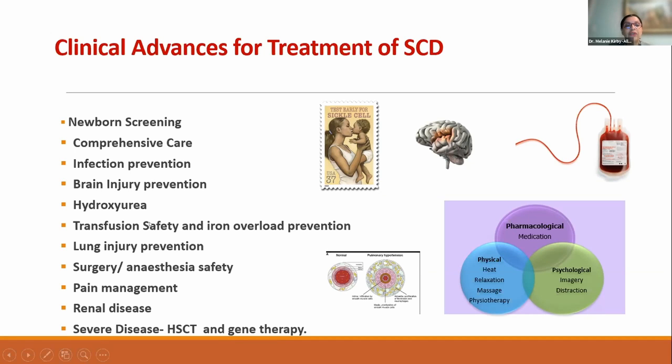With chronic transfusions, for example, in brain injury prevention and stroke prevention, comes iron overload. Fortunately, at this point in time, we have 3 iron chelators that are licensed that we can use for our patients. Lung injury prevention, surgery, anesthesia, safety.